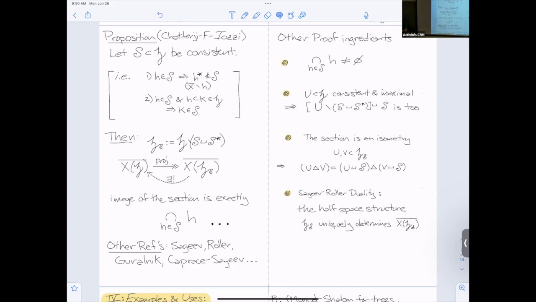And then the section is an isometry, basically because this is a general fact about sets. There's no geometry here. It's just like you can Venn diagram that.